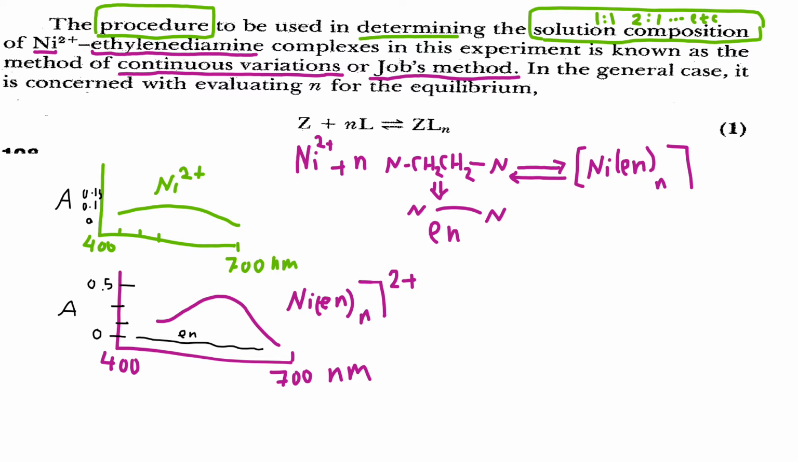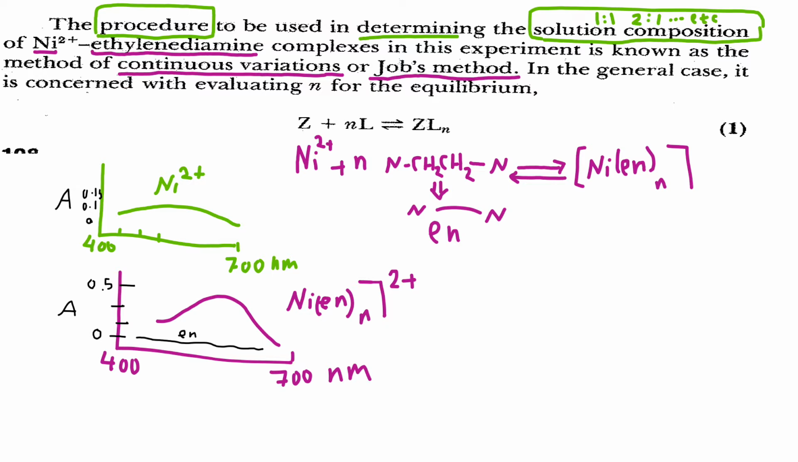For example, in this experiment, we use ethylene diamine as a ligand, which is a bidentate ligand, and nickel 2 plus. Now we rely on UV visible spectroscopy and the colors to characterize our mixtures in solution. It's very important that Z is the nickel, for example, and L is the ligand, and ZLn is the complex throughout this experiment.